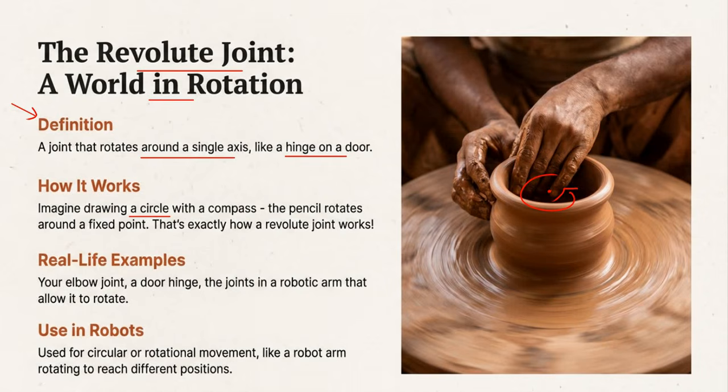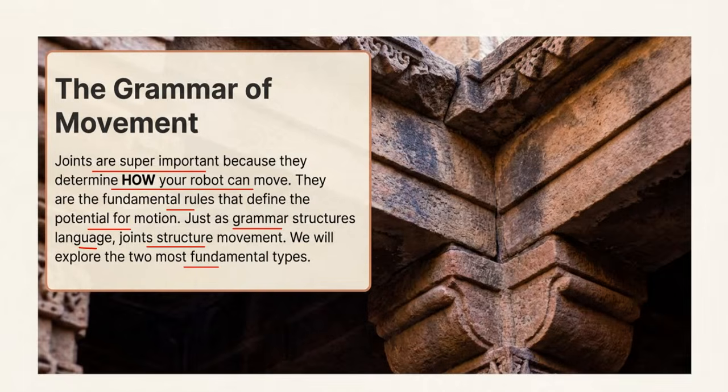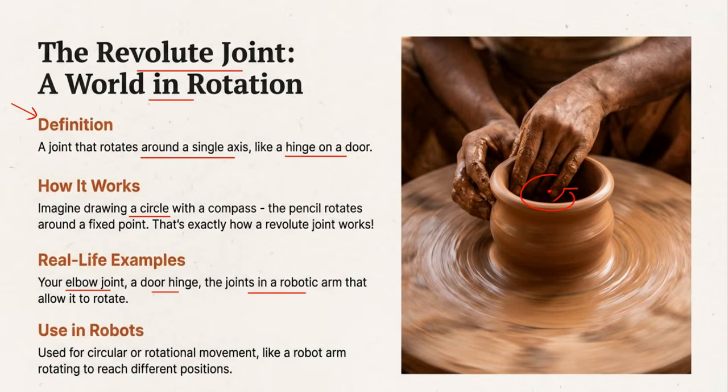And we can have several real life examples like your elbow joint, a door hinge, the joints in a robotic arm that allow it to rotate. Just like this arm can rotate. Okay, good. So they have great uses in robots. They are used mainly for circular or rotational movement, like a robot arm rotating to reach different positions.